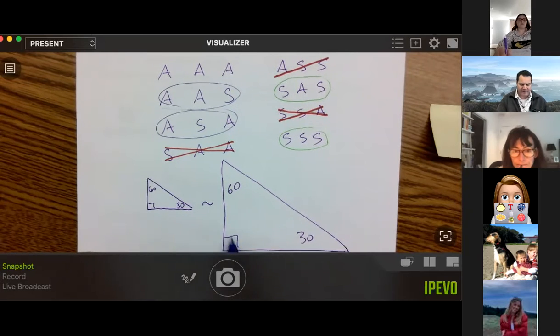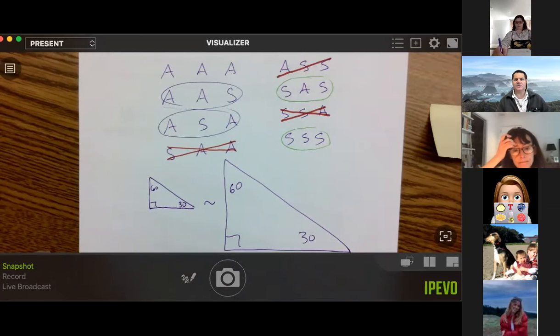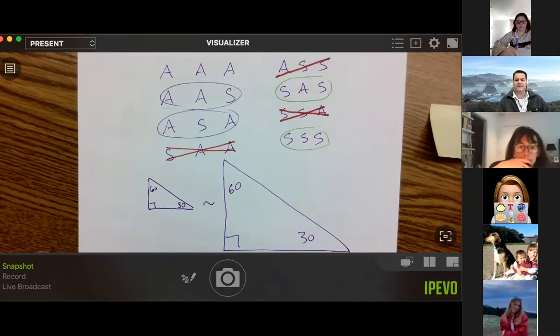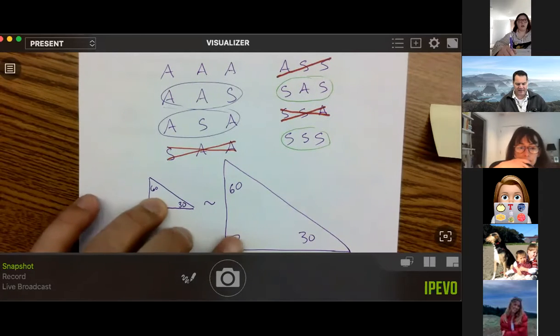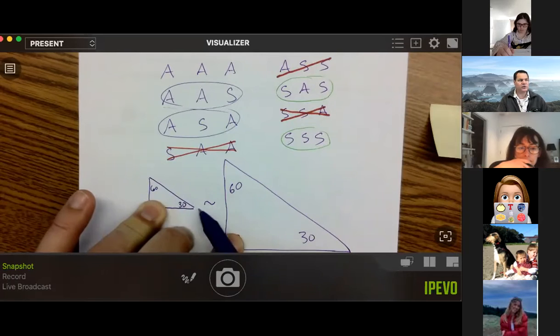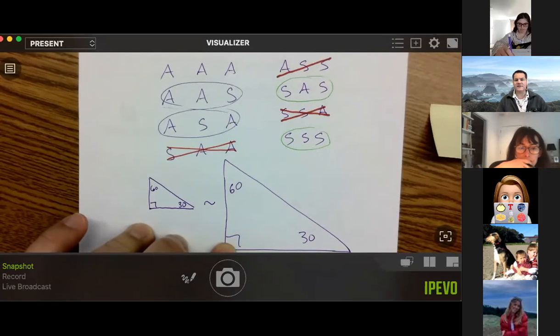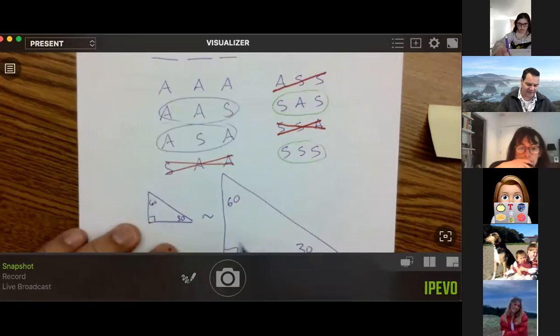Which means having all three angles is enough to prove triangles are similar, but we can be even smarter than that. Do you remember when we did the triangle angle sum theorem and we came up with some corollaries? One of the corollaries was if two angles in one triangle are congruent to two angles in the other triangle, then the third angles must be congruent. So we don't actually need all three of these angles. We just need two of them.